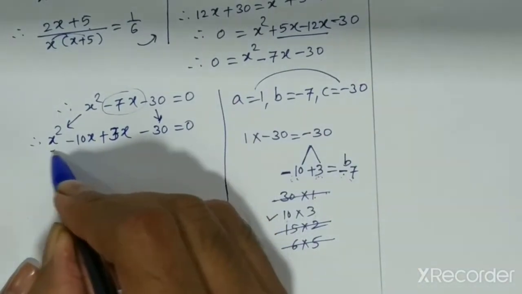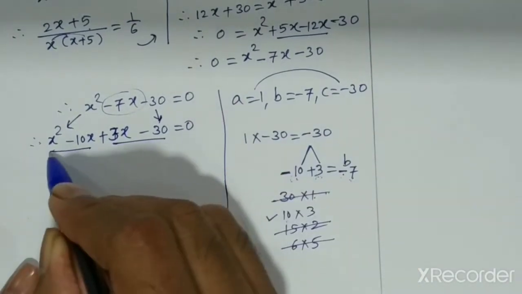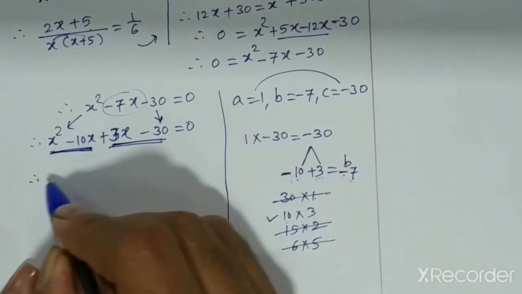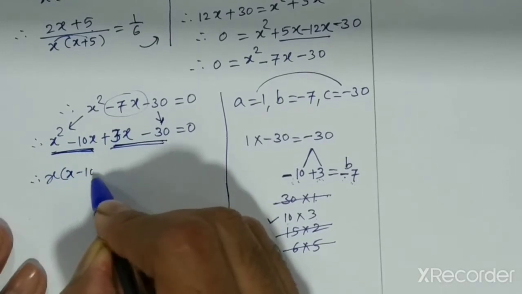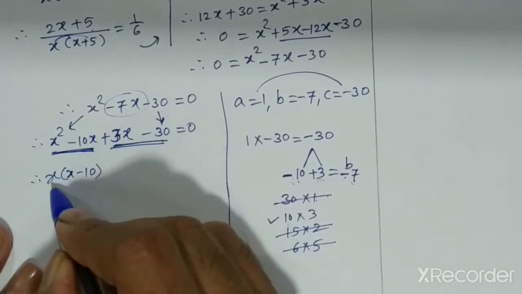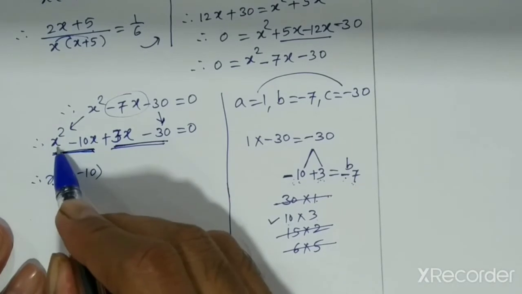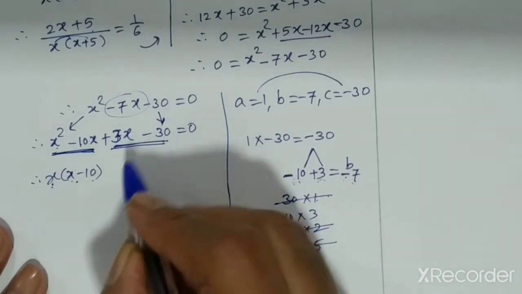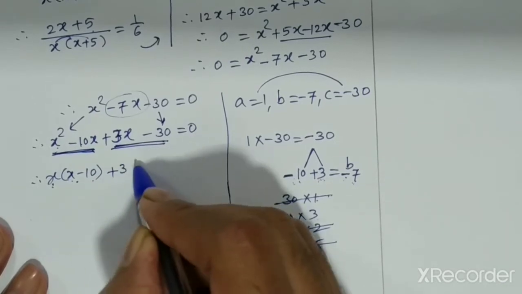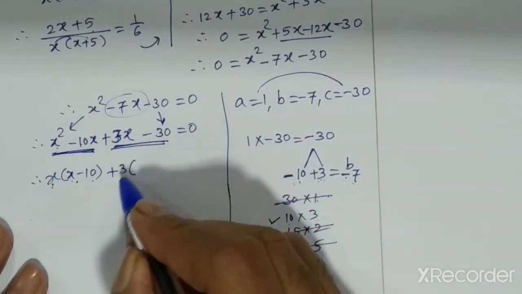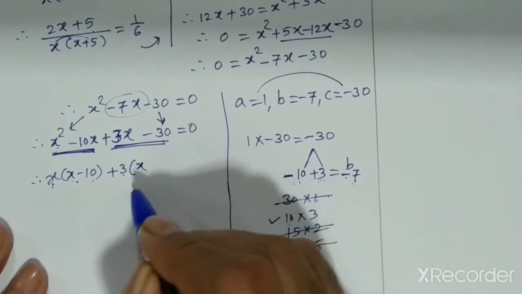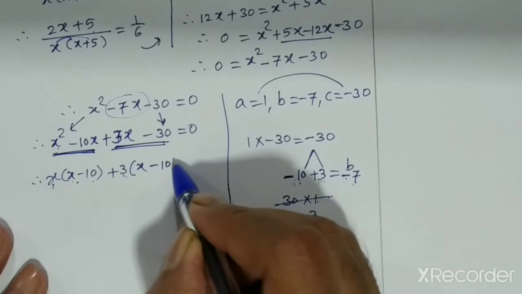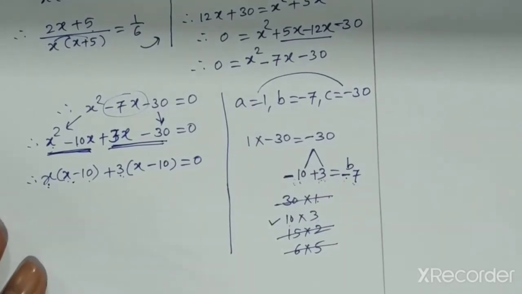Now we have 4 terms. Group them into 2, so there are 2 groups. In the first group x is common, x minus 10. Divide each term by x: x square by x we get x, and minus 10x upon x is minus 10. In the second group 3 is common, so divide each term by 3. 3x upon 3 we get x, and minus 30 upon 3 is minus 10. So it is equal to 0.